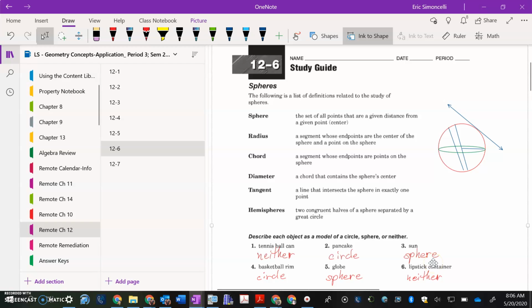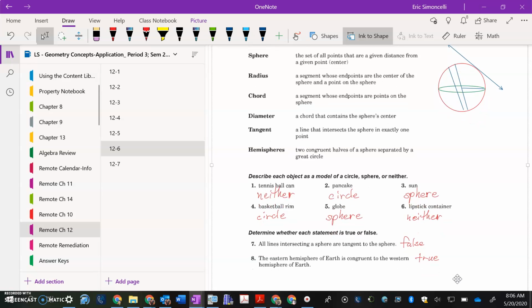Number three, the sun. I would argue that's a sphere as well. Any kind of ball is easy enough to identify as such. A basketball rim is a circle. The globe or a globe is a sphere. And then lastly, a lipstick container, we would say neither. I guess when it's in a closed position, we'd say it's a cylinder.